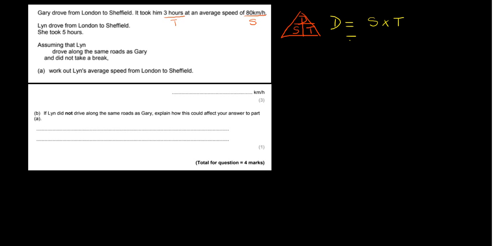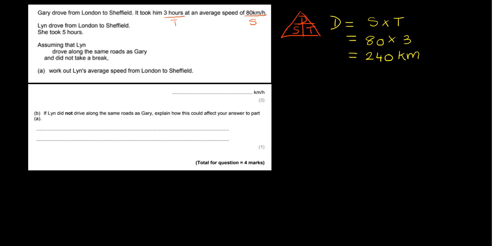Okay, I have to check if the units are the same. So speed is 80 kilometers per hour and the time is in hours, so I can multiply them. 80 times 3, and that's going to be 240 kilometers. The reason it's kilometers is because the speed is in kilometers per hour. Okay, so we know that Gary drove 240 kilometers, and that's from London to Sheffield.